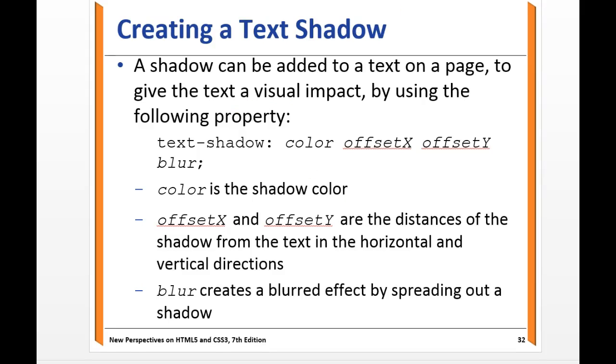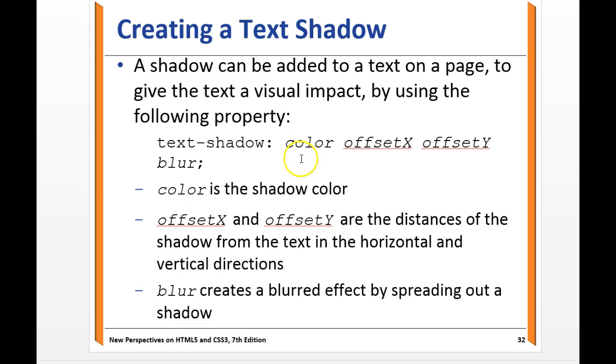The next things that we are going to talk about is basically creating a text shadow. In this part, we are also going to talk about how to create a 3D effect. So the first thing is creating the text shadow. To give our text on the page some kind of a visual effect, we can use the CSS to add some shadow using this type of format.